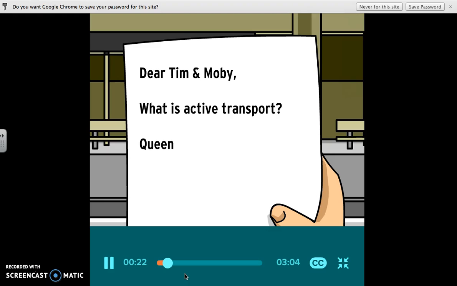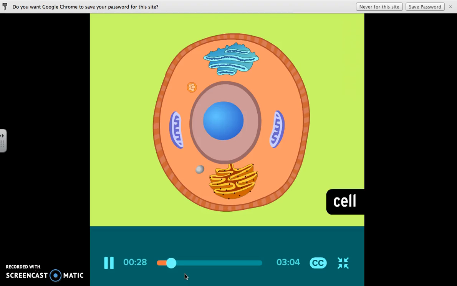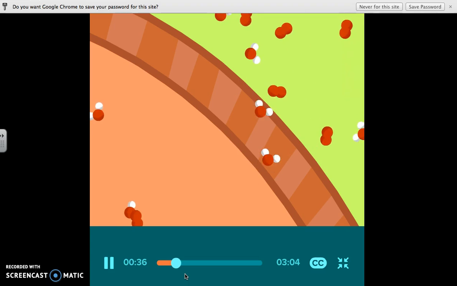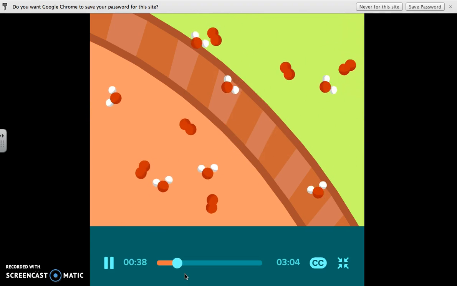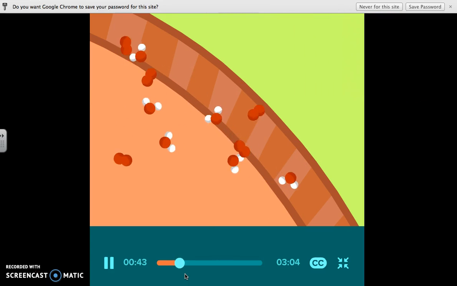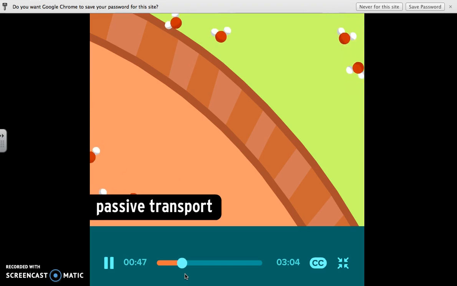Dear Tim and Moby, what is active transport? Funny you should ask. Active transport is one way that substances get in and out of a cell. In order to do that, they need to penetrate the cell membrane. Some substances, like oxygen and water molecules, move through the gaps in the membrane without any effort on the part of the cell. Because the cell expends no energy, this is called passive transport.